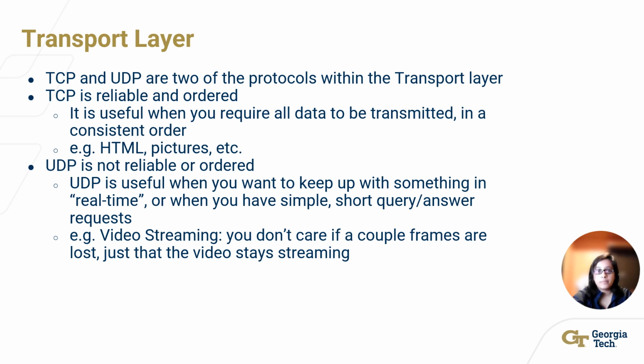Unlike TCP, UDP, or User Datagram Protocol, doesn't worry too much about ensuring every piece of data arrives intact and in the right order. It's ideal when you need real-time communication or have simple, short query response requests. UDP shines in applications like video streaming, online gaming, and voice over IP. In these cases, a few data packets lost might not matter as much, as keeping communication flowing smoothly is the importance. In summary, TCP and UDP serve different purposes in networking. TCP is the go-to for reliability and order, and UDP is for simplicity and speed.